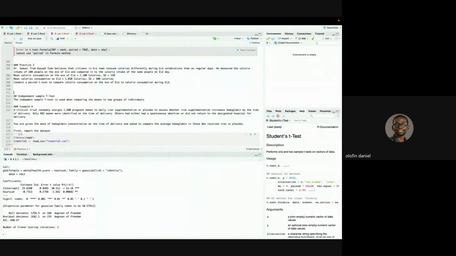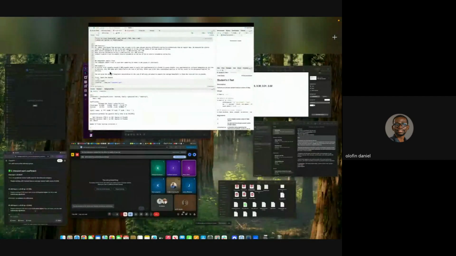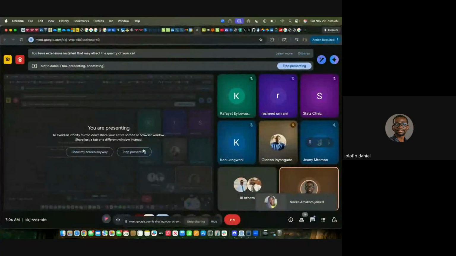So what does the independent sample t-test do? Before we even start, let me ask: is there any question before we start today's section properly, so we can address that before moving forward? Is there any question? Okay, I'm going to take the silence for no questions.